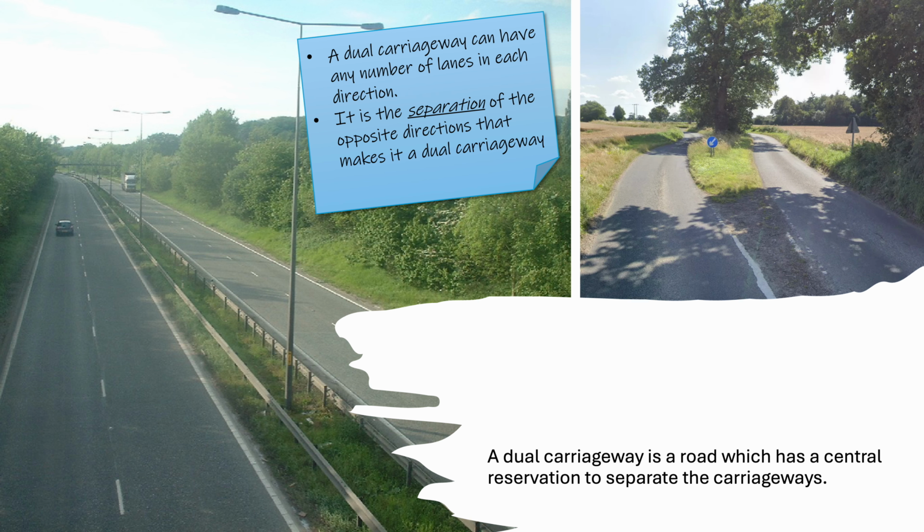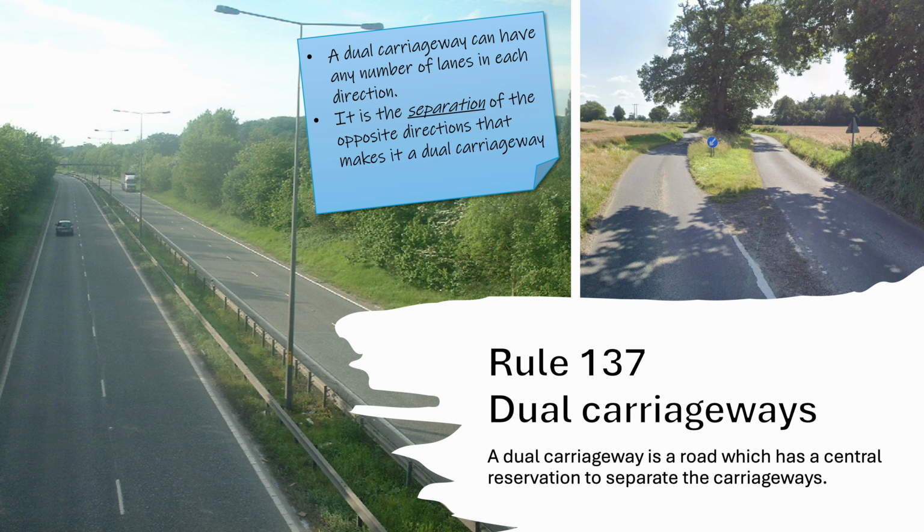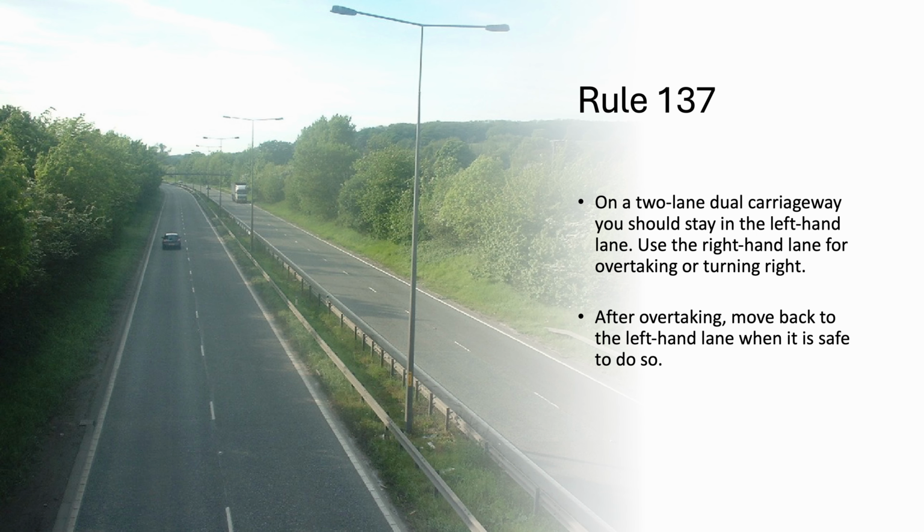Dual carriageways. A dual carriageway is a road which has a central reservation to separate the carriageways. Rule 137. On a 2-lane dual carriageway, you should stay in the left-hand lane. Use the right-hand lane for overtaking or turning right. After overtaking, move back to the left-hand lane when it is safe to do so.